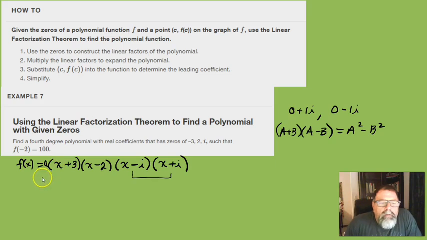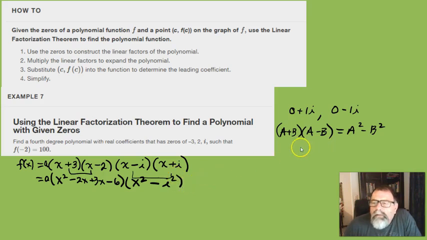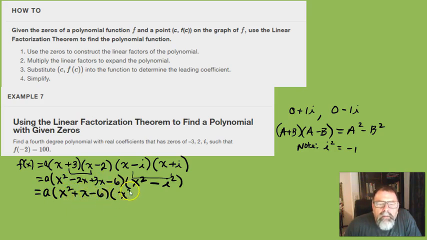Okay, so I'm going to FOIL the first two: x squared minus 2x plus 3x minus 6. The other is a difference of squares, so it'll be x squared minus i squared. But remember, i squared is -1, so minus -1 becomes plus 1. Combining like terms, the first is x squared plus x minus 6, and the second is x squared plus 1.